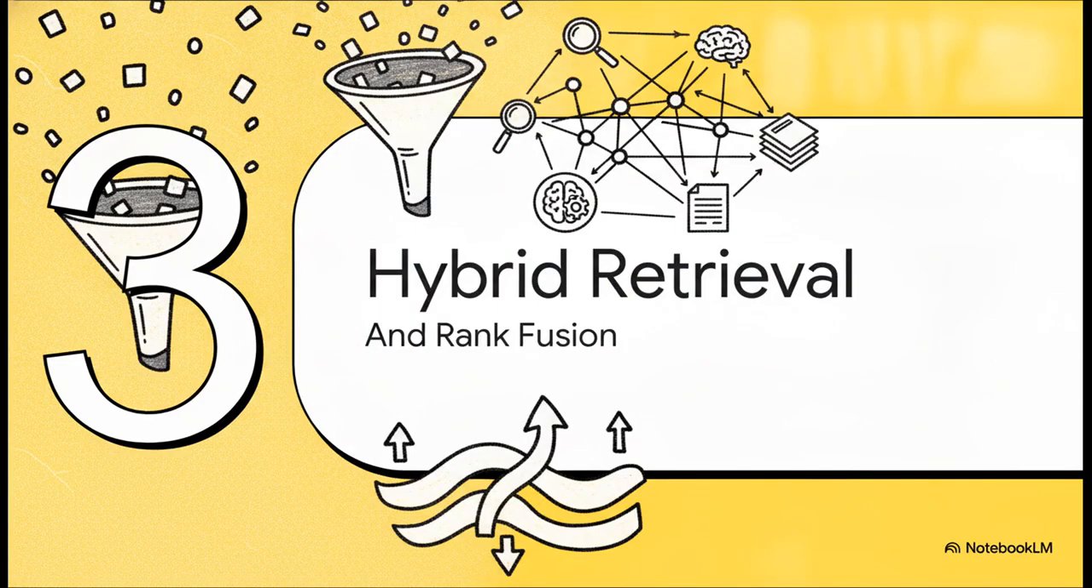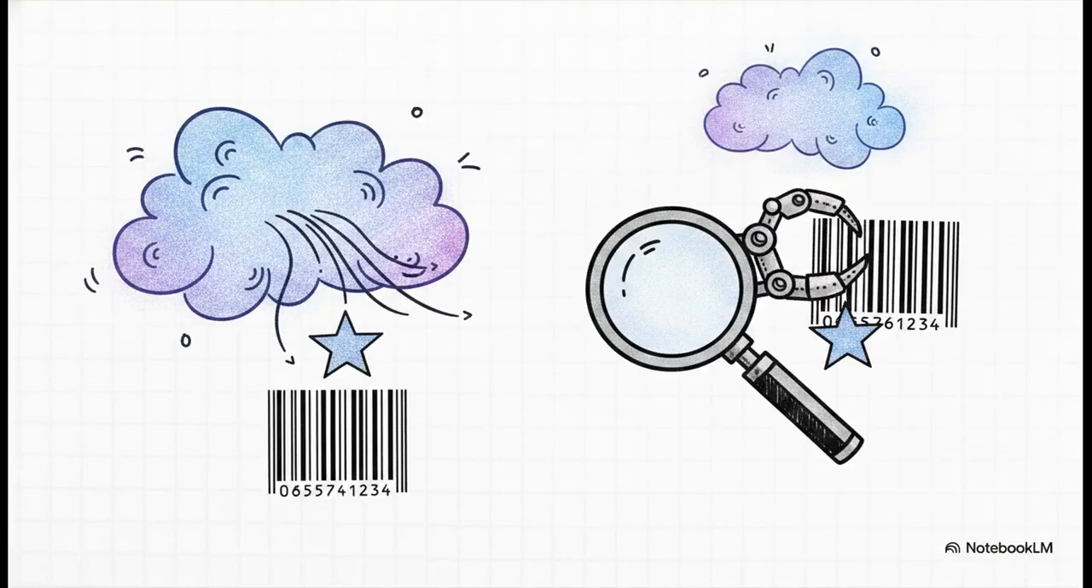Moving on to Part 3, Hybrid Retrieval and Rank Fusion. Right at the very first stage, we run into a major issue known as a modality mismatch. If you rely purely on dense semantic vectors, sure, you'll capture the conceptual intent of a query, but you are going to completely miss exact identifiers. Part numbers, regulatory code, specific names, poof, gone.